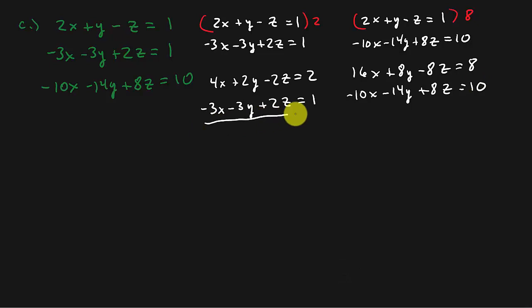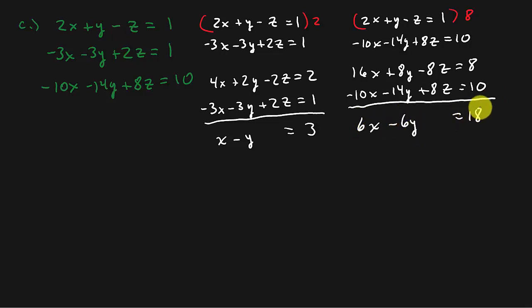All right, so this is going to give us what? x minus y equals 3. All right. And this one is going to give us what? That's going to be what? 6x minus 6y equals 18.